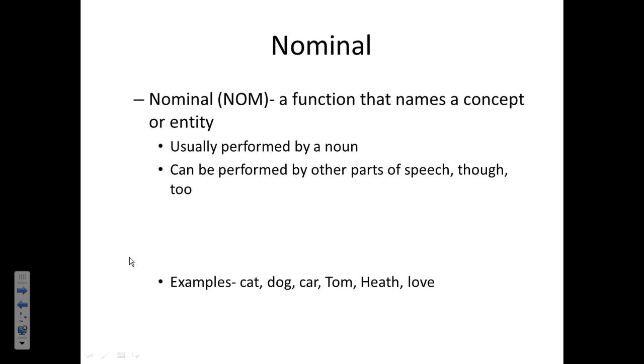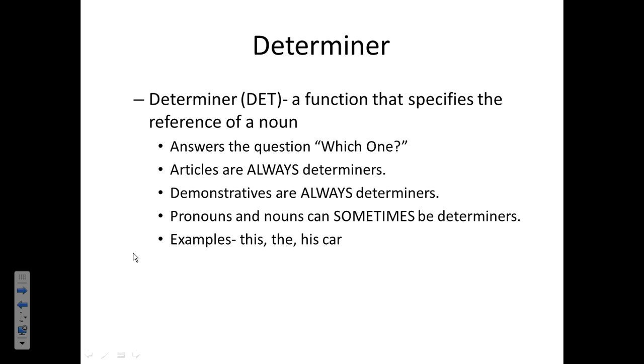Another function that a noun can serve is that of a determiner. A determiner answers the question, which one? Articles are always determiners. We're talking about the pencil, that means which one. We're talking about a pencil, which pencil, that a pencil. Demonstratives are always determiners. That pencil, this pencil, those pencils, these pencils, always determiners. And pronouns and nouns can sometimes be determiners. Basically, if they are possessive, they are a determiner. His pencil, her pencil, Steve's pencil. So anything that is possessive is a determiner along with an article or a demonstrative.